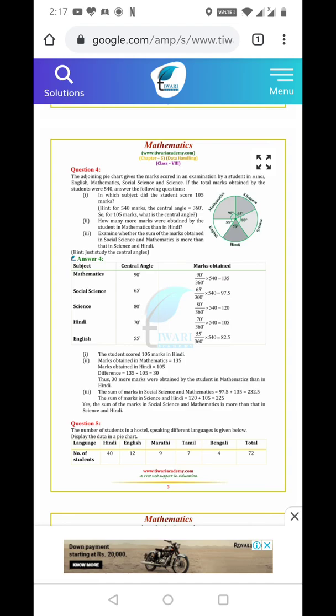The student scored 105 marks in Hindi. In which subject did the student score 105? You can just look up the table and note that the student scored 105 in Hindi. In the same way, marks obtained in mathematics are 135, marks obtained in Hindi are 105, and the difference is 30. The difference between mathematics and the other subject is the same kind of question.